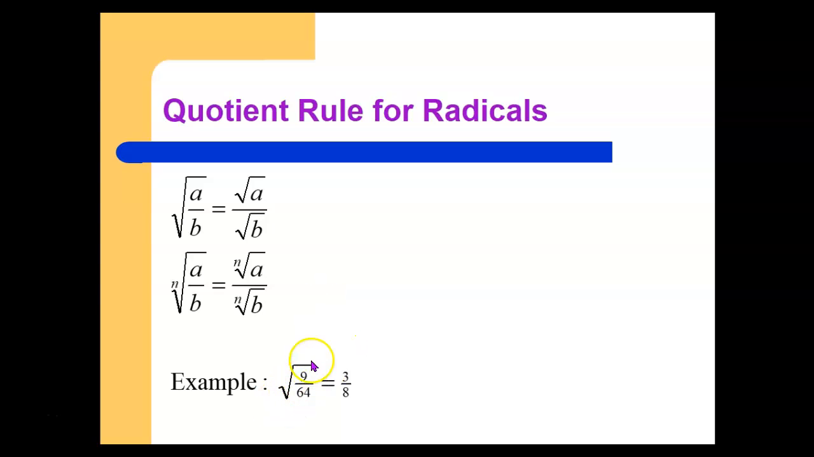So for example, the square root of 9/64, we can break it up into the square root of 9 over the square root of 64. The square root of 9 would be 3, the square root of 64 would be 8, so we get 3 over 8, 3/8.